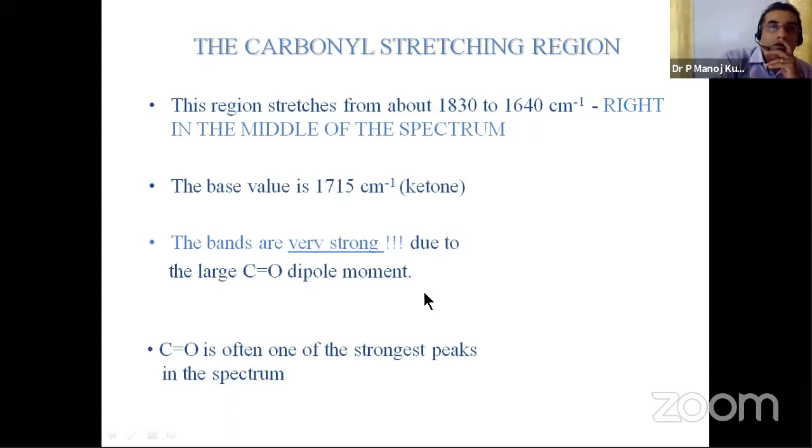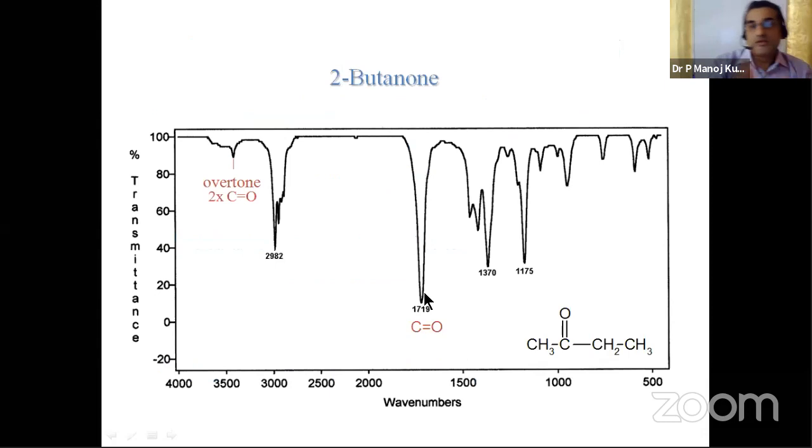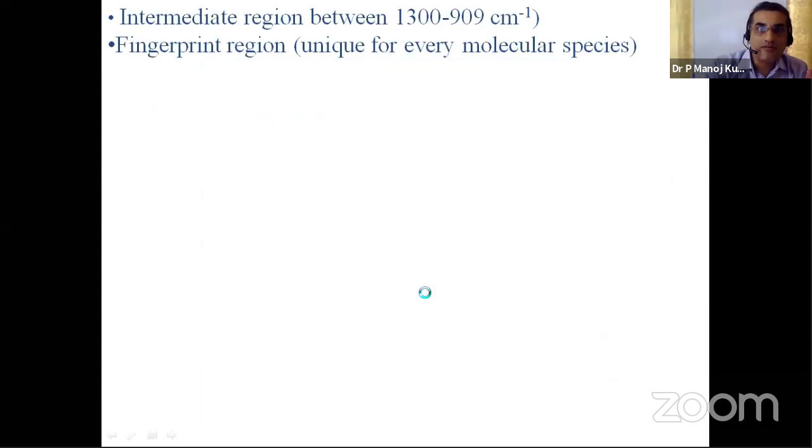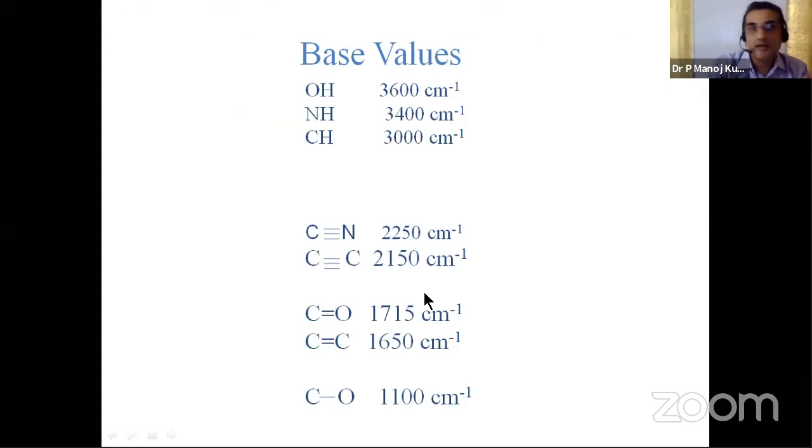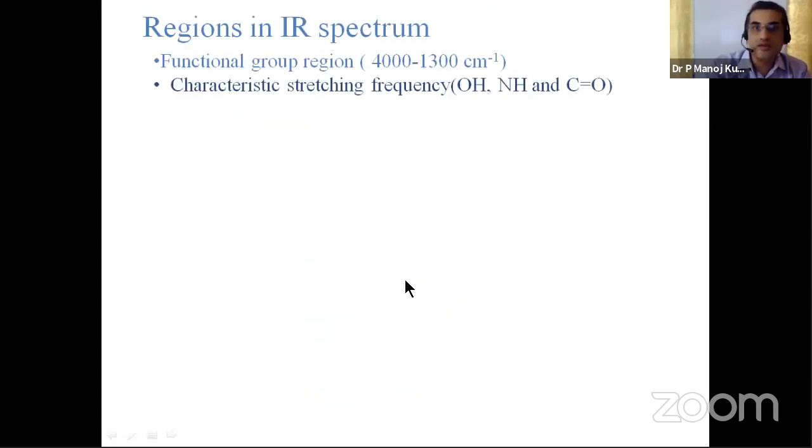So the next one. Here I'm having the butanone. It is a ketone molecule. Already we explained the base value of C double bond O. What is the base value of C double bond O? We remember that it is 1715 centimeter inverse.